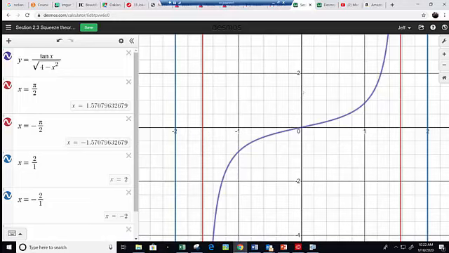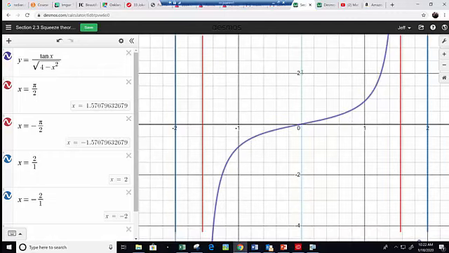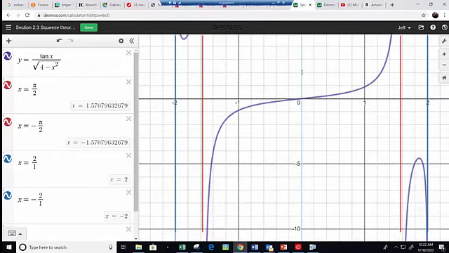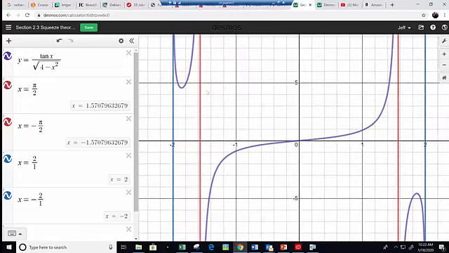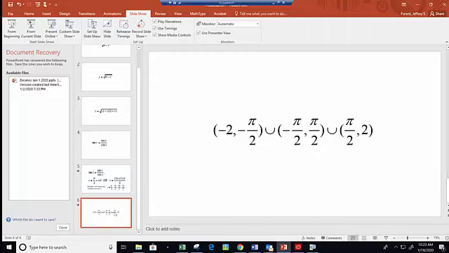If we change our viewing window a little bit, I'm going to pull a little trick here. If you hit the Shift key and then scroll down, you should be able to squish our graph a little bit. You can see that, yeah, there is some function here between -2 and -pi/2, and then again between -pi/2 and pi/2, and finally between pi/2 and 2. Where the function is defined, it's going to be continuous by the theorems in section 2.5. So where's that exactly? It's right here.